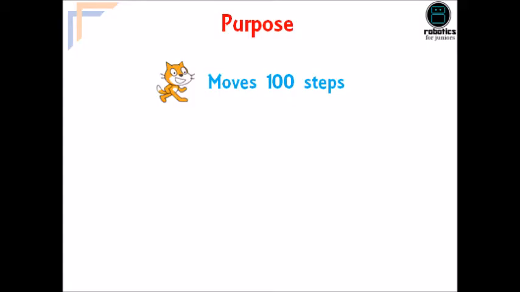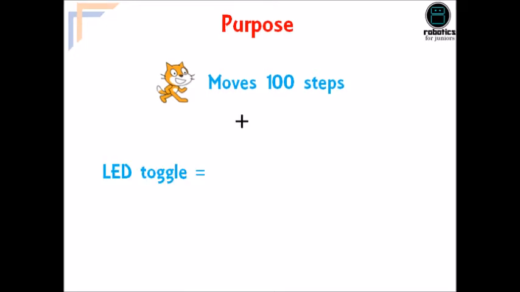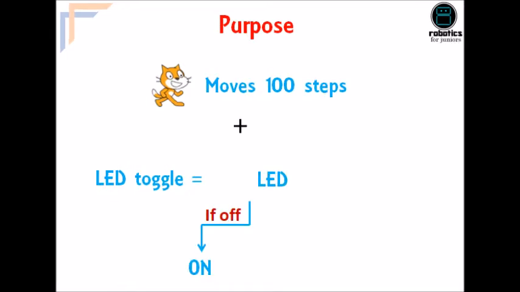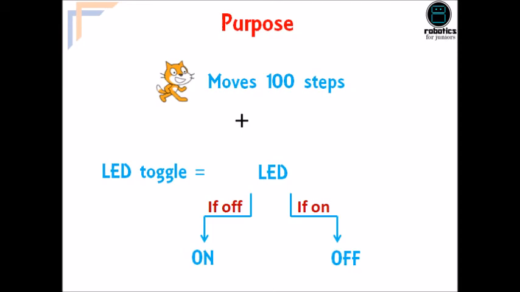Now we want in our project that we click on a button and the cat moves 100 steps and LED would toggle its state. That is, it should switch on if it is already off and it should switch off if it is already on.